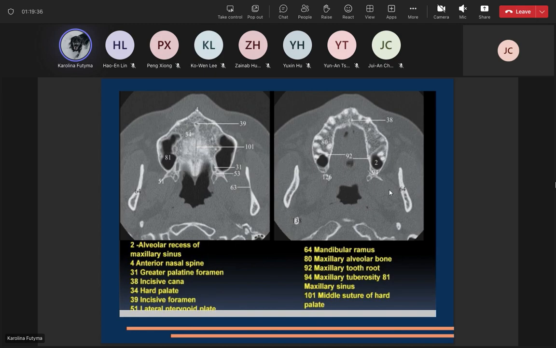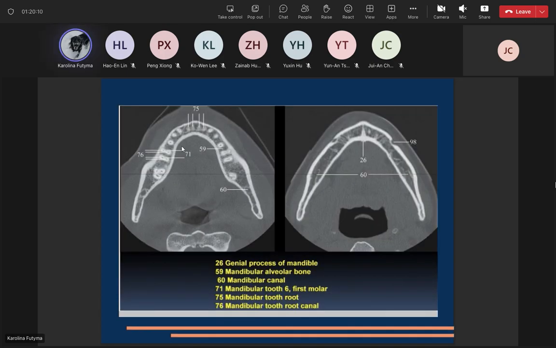Maybe let's skip to the second picture. This is, of course, our process. Okay, this is as well the mandibular ramus. Here, some parts of the upper teeth, and a little bit more part of the maxillary sinuses. Okay, let's skip to the mandibular part.